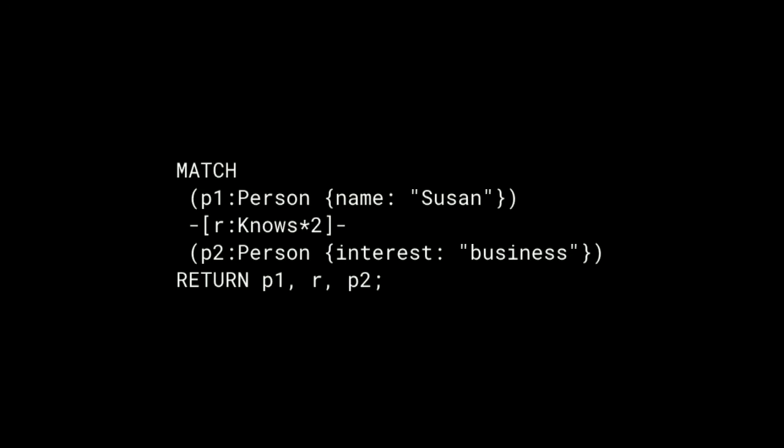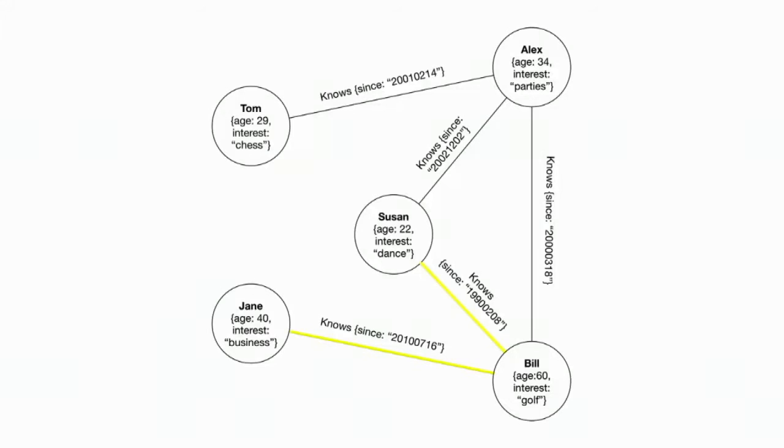The new bit is the syntax r knows *2. This is referred to as a variable length relationship. Here we're saying, match a person node with a property named Susan, with a path of one or two knows relationships, friend of a friend, to a person with an interest in business. So we see the connection there.